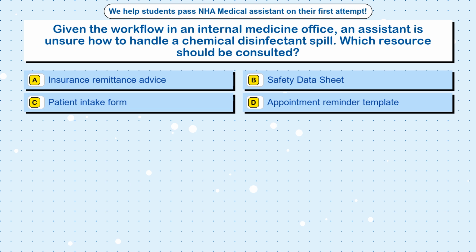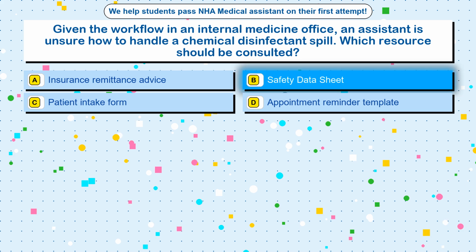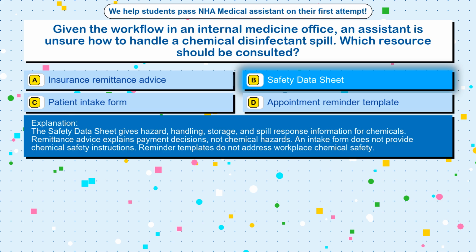Question 88. Given the workflow in an internal medicine office, an assistant is unsure how to handle a chemical disinfectant spill. Which resource should be consulted? Option A, Insurance Remittance Advice. Option B, Safety Data Sheet. Option C, Patient Intake Form. Option D, Appointment Reminder Template. The correct answer is option B, Safety Data Sheet. The Safety Data Sheet gives hazard, handling, storage, and spill response information for chemicals. Remittance advice explains payment decisions, not chemical hazards. An intake form does not provide chemical safety instructions. Reminder templates do not address workplace chemical safety.